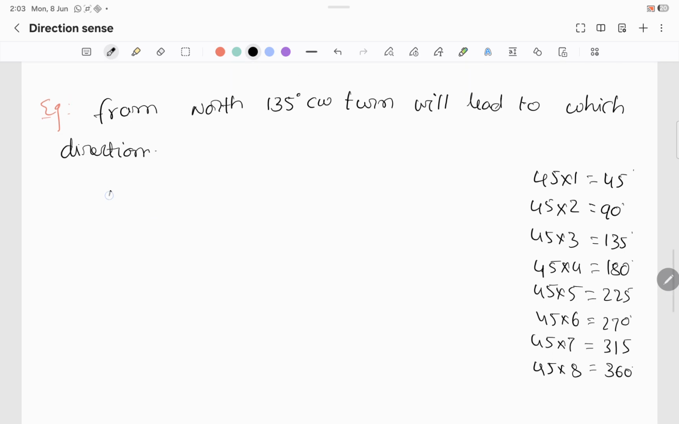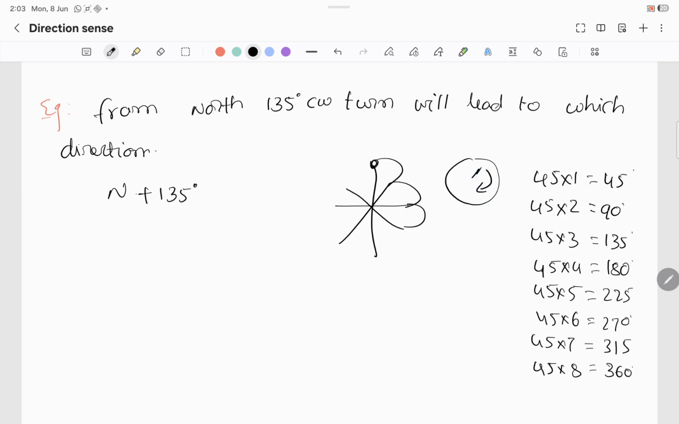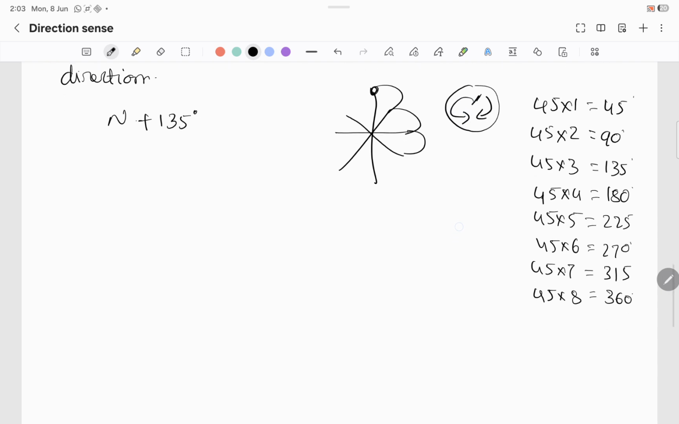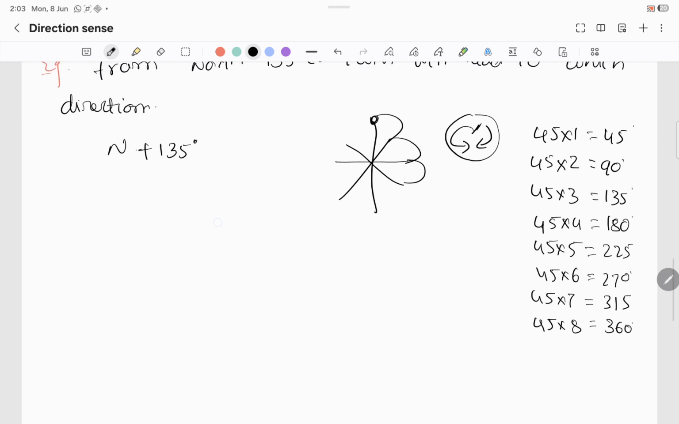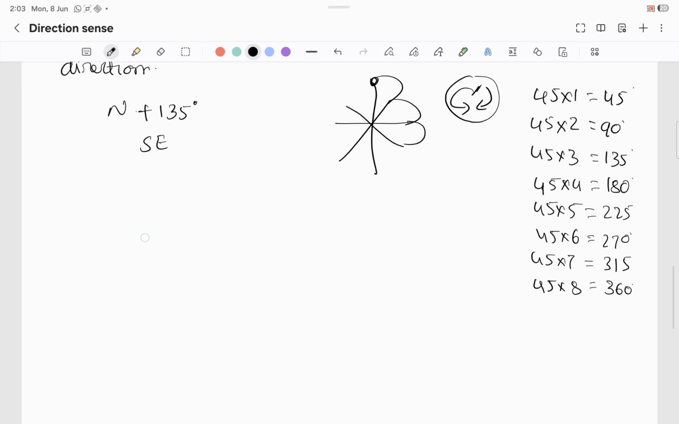So our question, from north clockwise means plus 135 degrees. N indicates north, S indicates south, E indicates east and W indicates west. So draw this plus symbol. From north, plus 45 means clockwise 1, 2, 3. What is clockwise? In the clock, the hands move in this direction. Anti-clockwise means reverse. So what we got? Southeast.